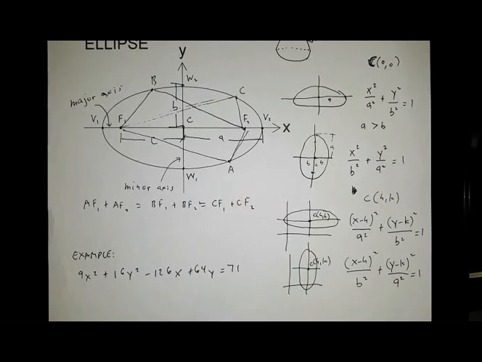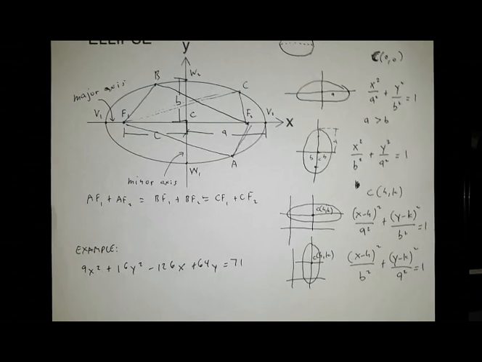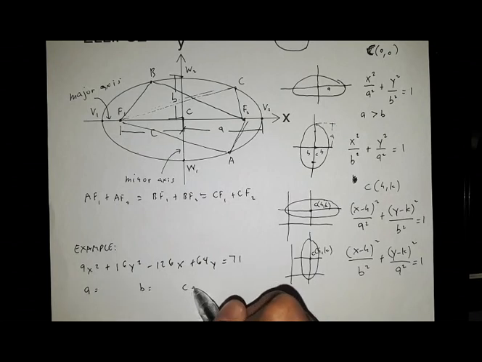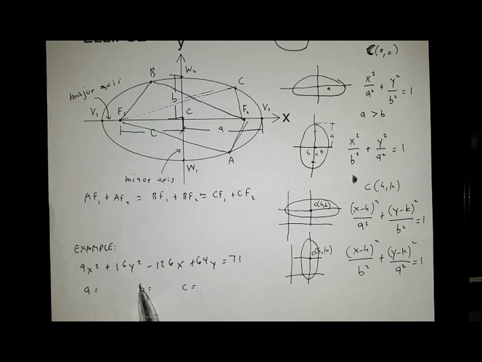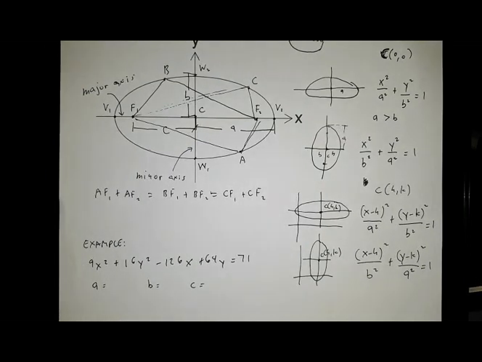Now, let us first identify the values of a, b, and c. So we cannot determine the values of a, b, and c because the equation is in general form. Therefore, we have first to convert the equation to standard form.